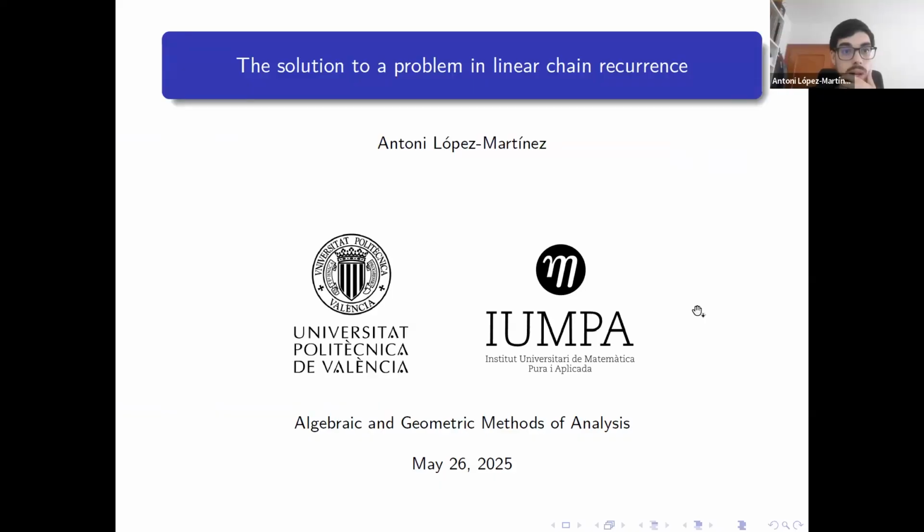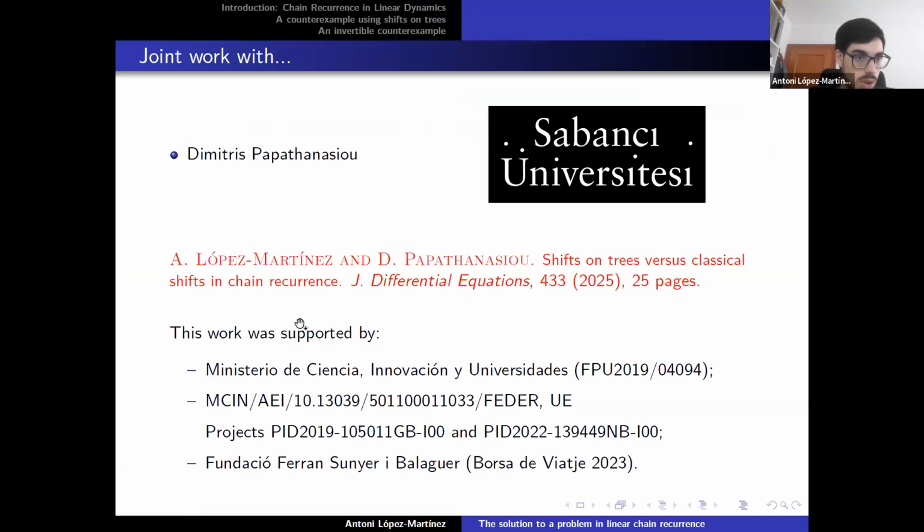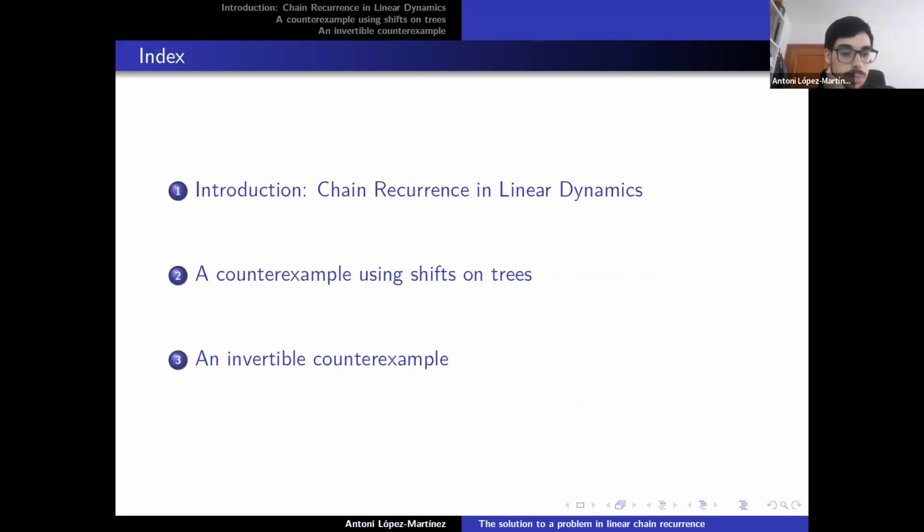Okay, so I'm going to talk about a solution to a problem in linear chain recurrence, and this talk is based on joint work with Dimitris Papatanasiou from Savansi University. This work has been published recently in 2025 in the Journal of Differential Equations. And here you can see some of the sponsors of this work. But okay, let's go to the important part, which is the talk.